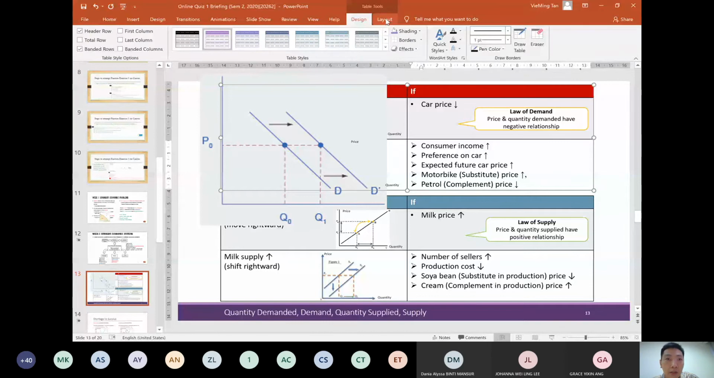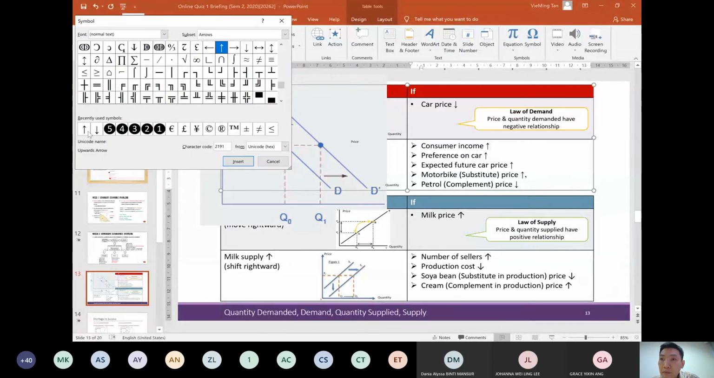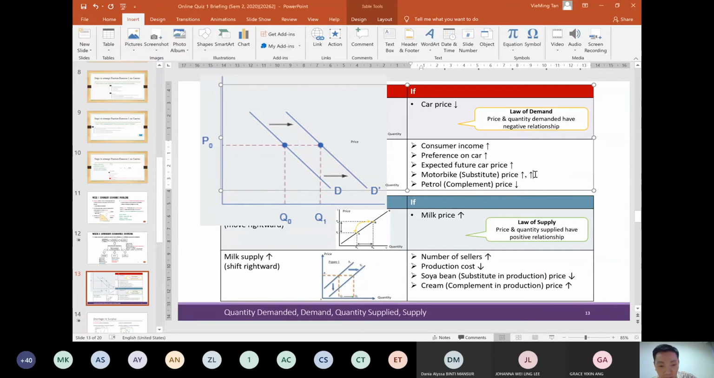So the next consequence will be increased demand for car. I'll use insert. Close. Car demand. When the car demand increasing, this will shift the demand curve to the right hand side.